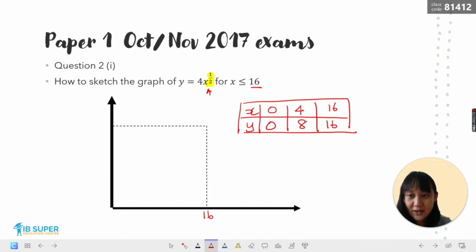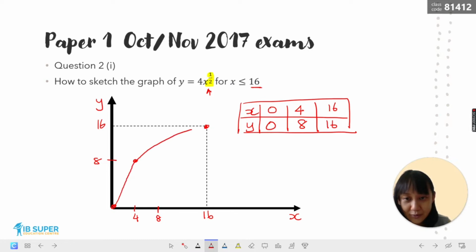You have 16 here on the x-axis and 16 on the y-axis here. Okay, let's put in the number 4. So let's split this half. This is 8. 4 would be somewhat here. Okay, and halfway mark, this is probably 8. Okay, so when x is 16, y is 16. When x is 0, y is 0. When x is 4, y is 8. Okay, there we go. We can roughly figure out what the shape of the graph will look like.